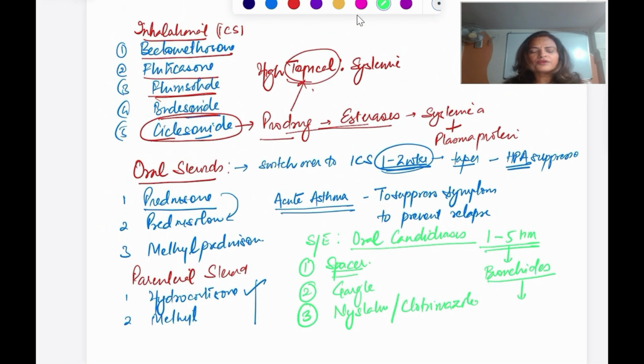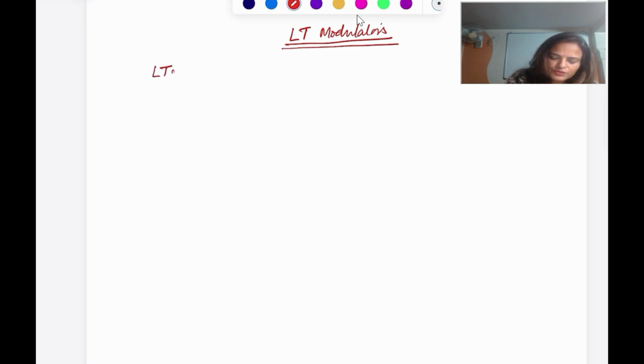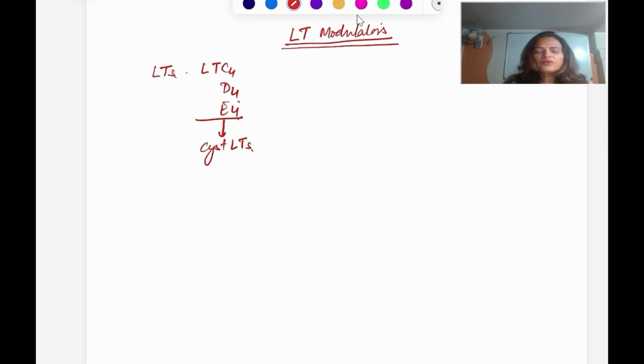Coming to the next group of drugs. The next group of drugs is leukotriene modulators. Now we know the leukotrienes are very important mediators which cause bronchoconstriction. So where do these come from? From the basophils and the macrophages. They are going to release the leukotrienes. The important ones, as I have already told, are C4, D4, E4, even B4. They act on the cysteinyl leukotriene receptor and cause bronchoconstriction.